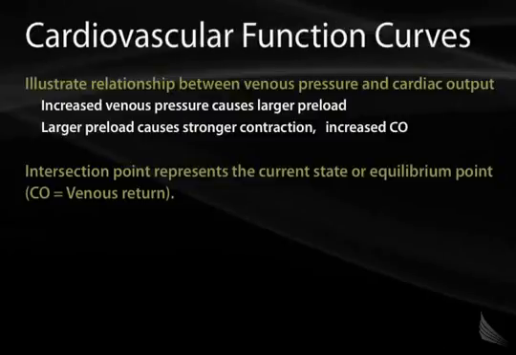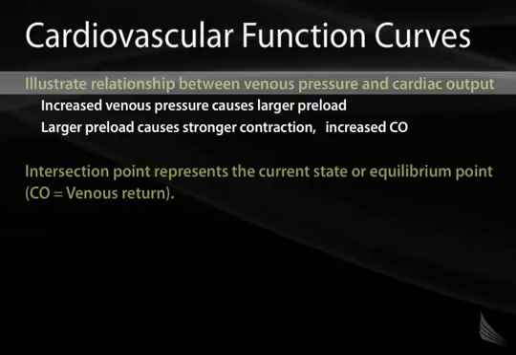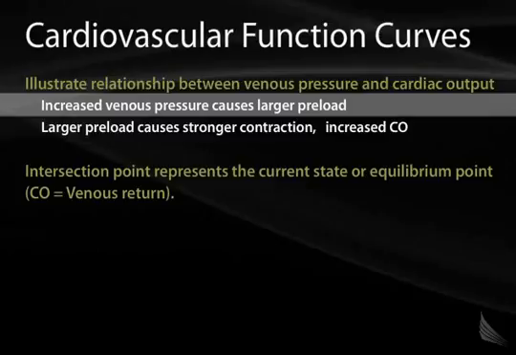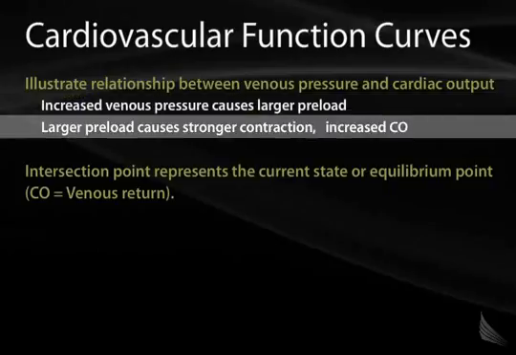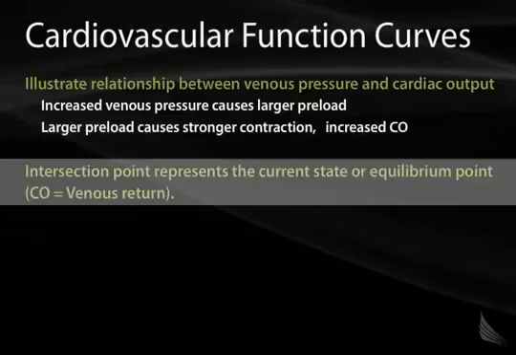A cardiovascular function curve illustrates the relationship between the venous pressure and the cardiac output. An increased venous pressure causes a larger preload. This occurs because the venous return enters the left ventricle and causes left ventricular dilation. A higher preload then causes stronger contractions due to the Frank-Starling mechanism and causes an increased cardiac output. The intersection point between the two curves represents the equilibrium point. Cardiac output generally has to equal venous return.